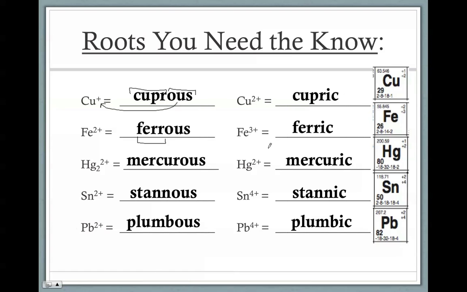So these are again all the classic naming systems. We can use this for our other transition elements or other metals that have more than one oxidation number, but these are the ones that don't match up to the element's name, so I want you to make sure you know them, and this is something that you're going to have to memorize.